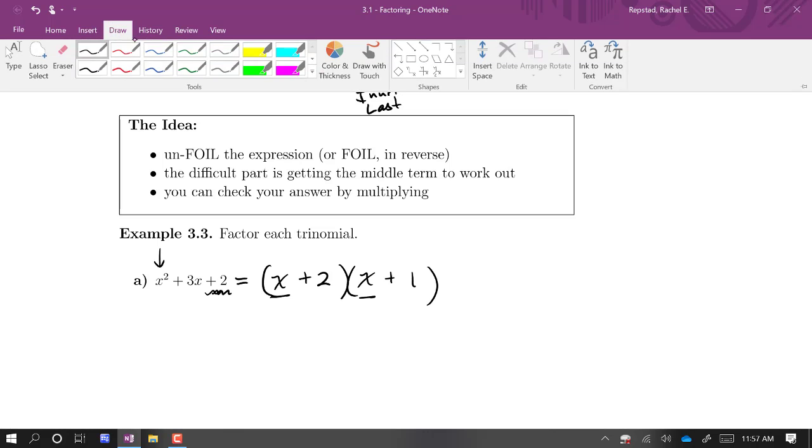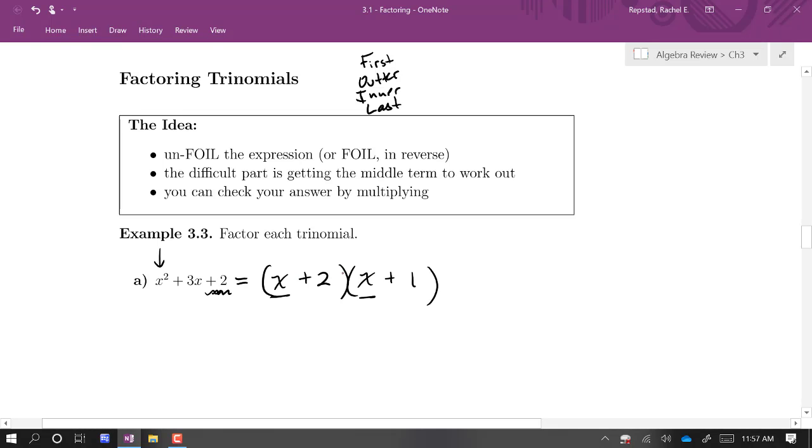And the thing you have to check, based on how we pick these terms, we're confident that the x squared, the first term and the last term work out. It's getting this pesky middle term to work out. So this gives us plus 2x, this gives us plus x, and overall that gives us the plus 3x in the middle.